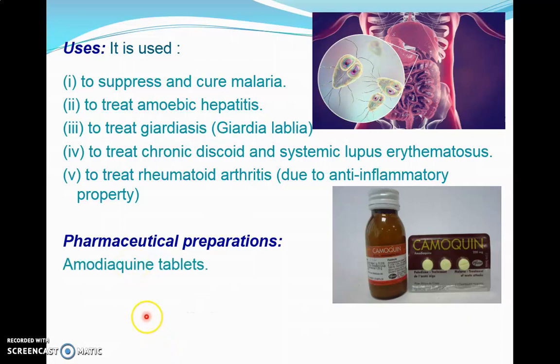Pharmaceutical formulations include amodiaquine tablets and brand names such as Camoquine and Flavoquine. Camoquine you can see in an image. So Camoquine and Flavoquine are the popular brands available for amodiaquine. So this is all about amodiaquine.